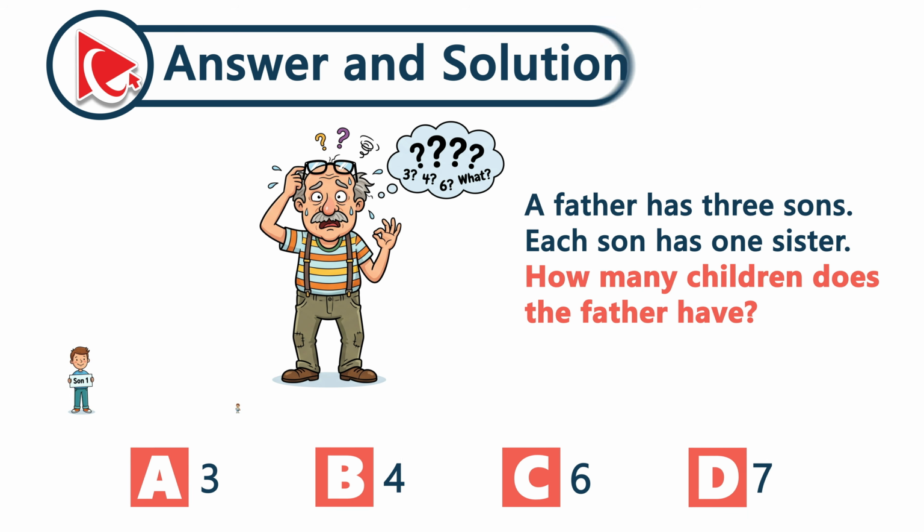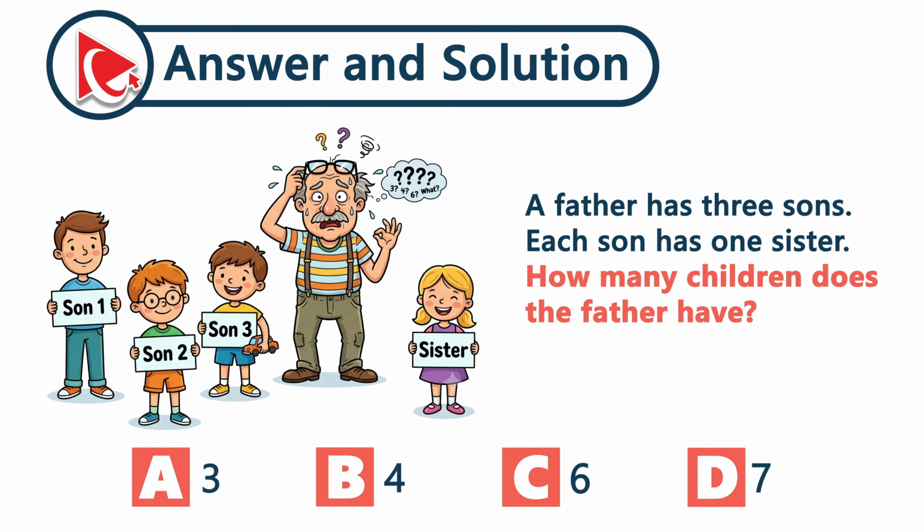The trick here is that each son has the same sister. So the father has 3 sons and 1 daughter, 4 children total. And the correct answer here is choice B, 4.